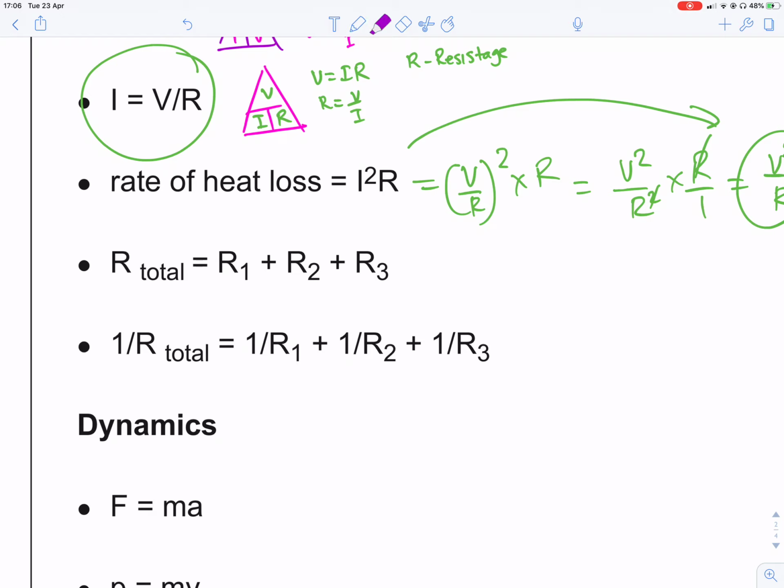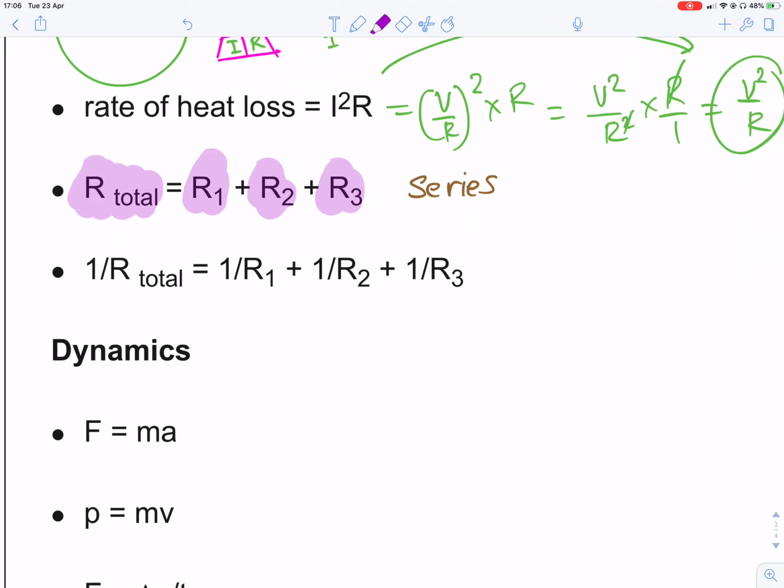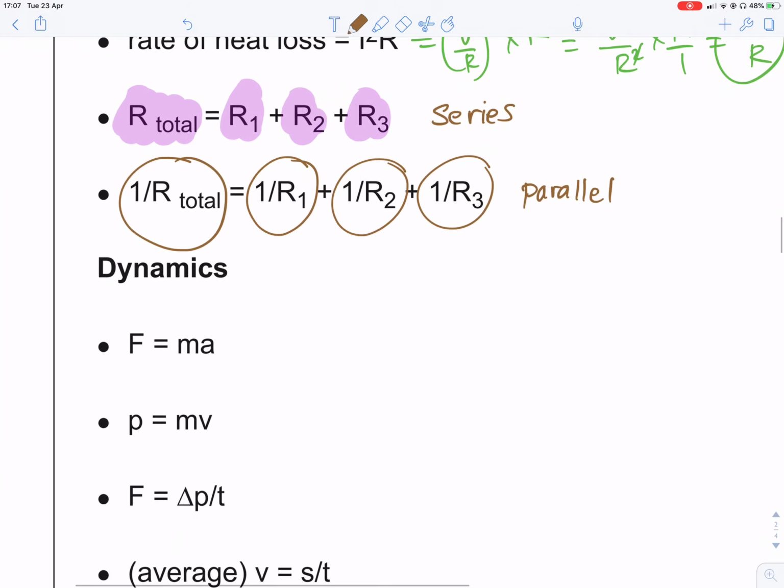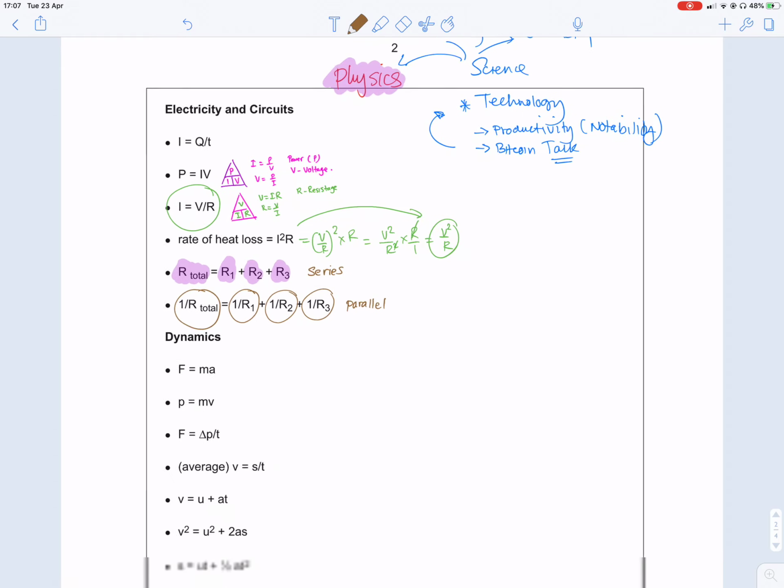This is the equation, this next one here. The total resistance for resistors in a series connection is the sum of the individual resistances. So R1 plus R2 plus R3. But if they are in parallel, like here, then 1 over the total resistance equals 1 over resistor 1 plus 1 over resistor 2 plus 1 over resistor 3, and so on, depending on how many they are. So that's a little bit of electricity and circuits.